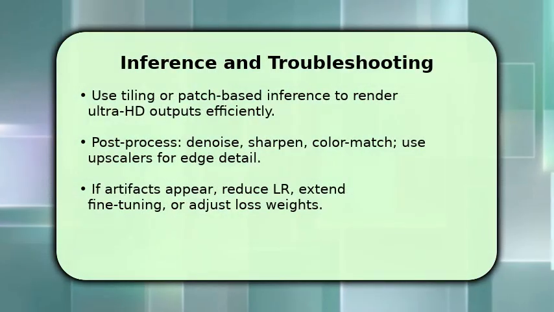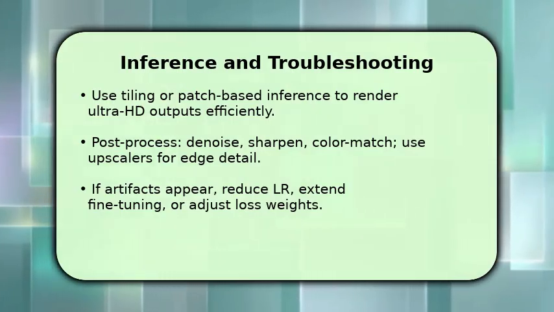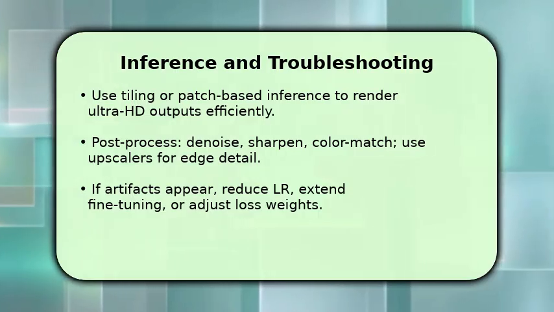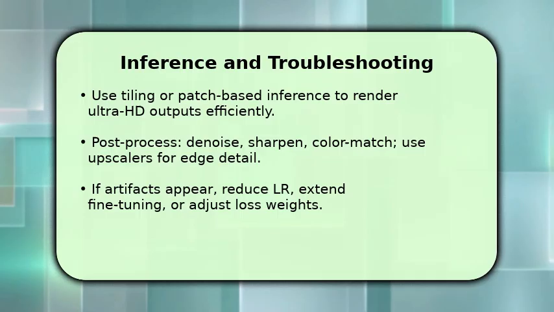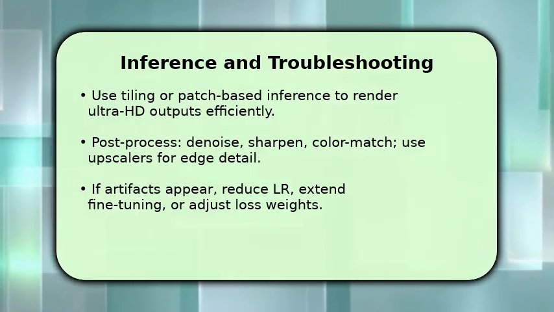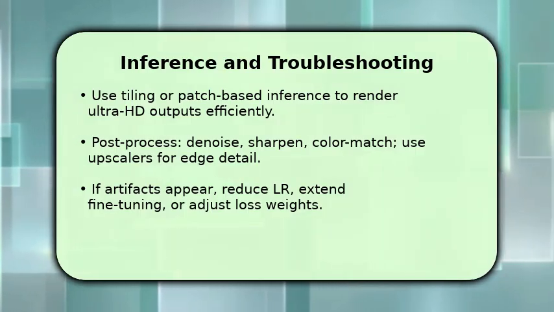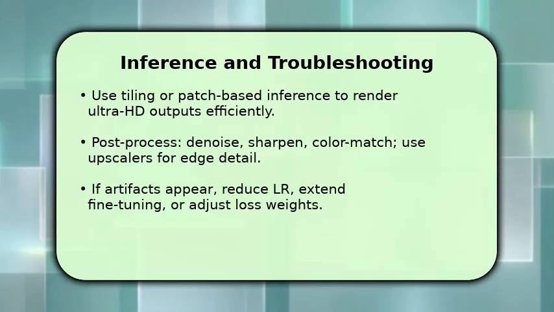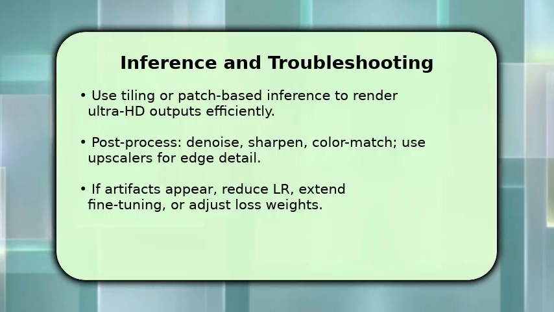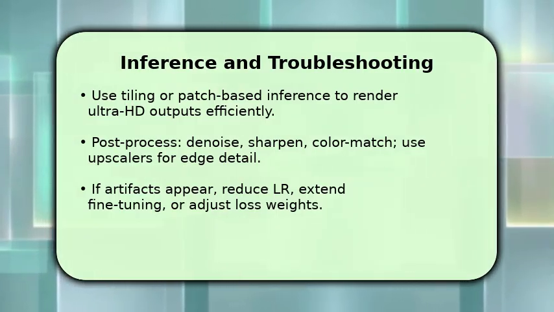You finish by converting training gains into consistent HD outputs. Run inference with tiling or patch stitching to avoid out-of-memory errors, then apply targeted post-processing like denoising and seeded upscaling to preserve edges. Make sure to evaluate on held-out images and iterate on loss weights if certain artifacts persist. If things go wrong, reduce the learning rate and extend fine-tuning on problem samples. This often tames mode collapse or checkerboard artifacts and yields more reliable, high-definition results.